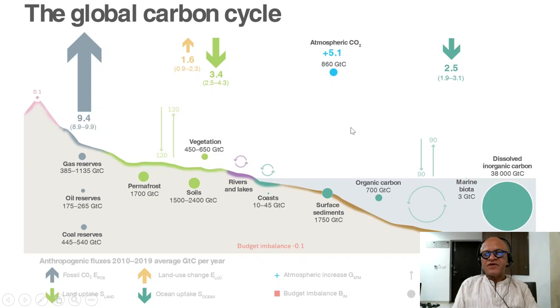This is the nice figure from Friedlingstein, Pierre et al. From 2020, which is the estimate for 2009, 2010 to 2019 average gigaton carbon per year, showing again what we've been looking at: volcanic input, fossil fuel, fossil CO2 output, what is in store in terms of gas reserves, oil reserves, coal reserves, what's in permafrost, what's in soils. Now this shows a larger range. Before we said 2300 gigatons, but you can see there is a range there.